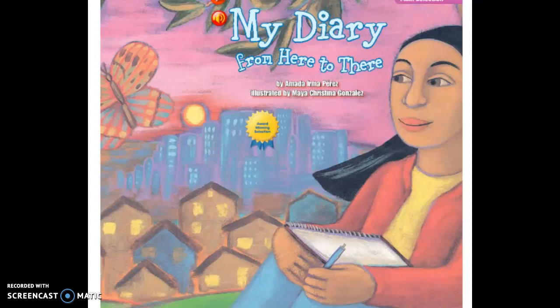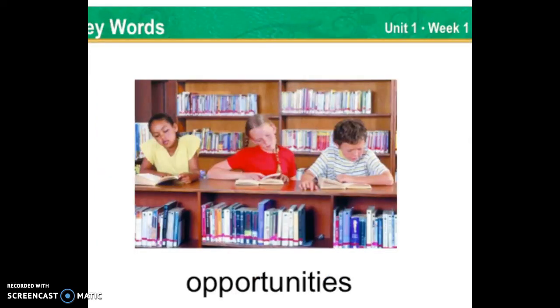Our first word is opportunities. Opportunities are chances to do things you want or need to do. An example would be Albert had many opportunities to do his homework, but he did not do it. That is not a good idea in 4th grade. When do you find opportunities to do what you like to do?